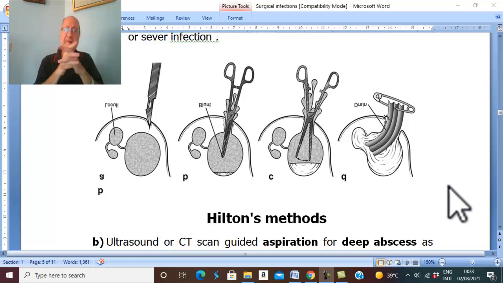After suppuration, in superficial abscess, incision and drainage is the rule.